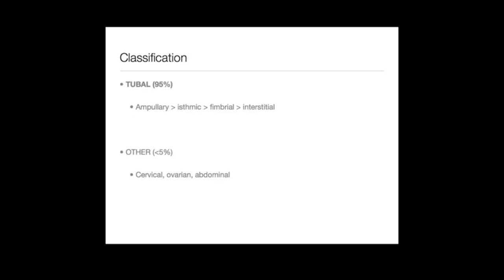So, you may classify ectopic pregnancy into tubal ectopic pregnancy and other. By tubal, we mean that the pregnancy has implanted within the tubes, the fallopian tubes, and this accounts for the majority, about 95% of cases. In terms of where the ectopic implants, it's important to note that ampullary is greater than isthmic, is greater than fimbrial, is greater than interstitial. Other accounts for other sites outside the tubes, and important ones to be aware of are the cervix, the ovaries, and sometimes in the abdomen.